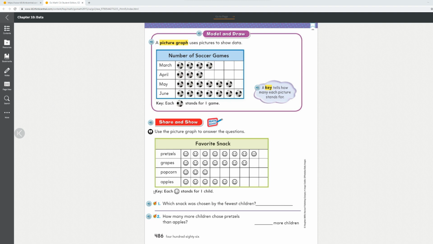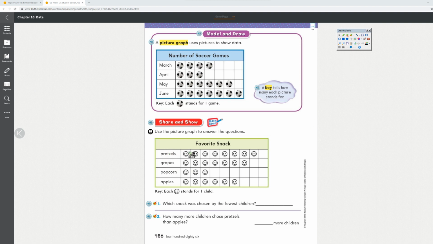Now the next thing is the key. Let's look at the key next. Each happy face stands for one child. So every time we see a happy face, that's going to equal the same thing as one child. So very easy. All we have to do is count each happy face and we will have the total amount. So let's start by working on counting each category.